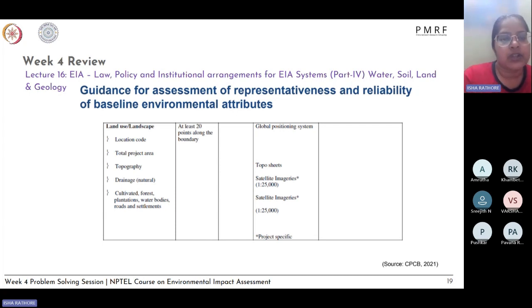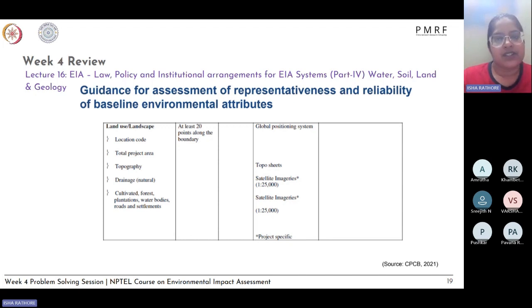So you have location code, total project area, what is the topography of the site, the drainage networks which are naturally present, and how they have been collected, like satellite images at different scales. Then you also look at cultivated forest plantations, water bodies, roads, and settlements.